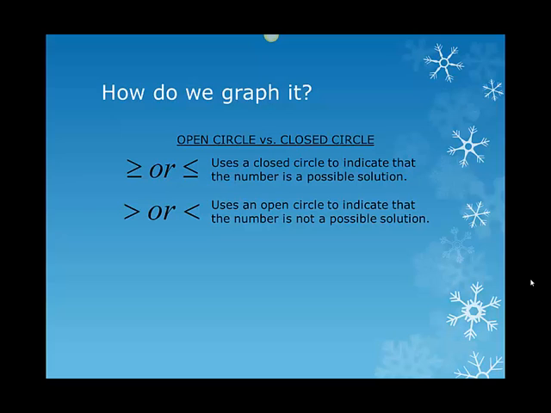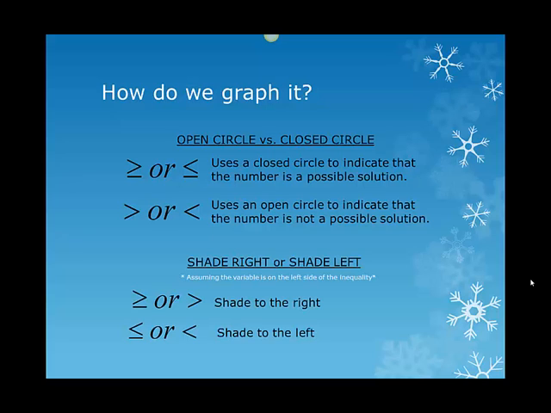When it comes to graphing an inequality, there's a couple key things to note. The first thing you should look at is whether the sign has an equal to piece or not. If it does have an equal to piece, meaning it's greater than or equal to or less than or equal to, you're going to use a closed circle. That indicates that that number is a possible solution. If it does not have an equal to piece, meaning it's just greater than or less than, you would use an open circle. That means that all the possible solutions go right up to that number, but do not include that number.